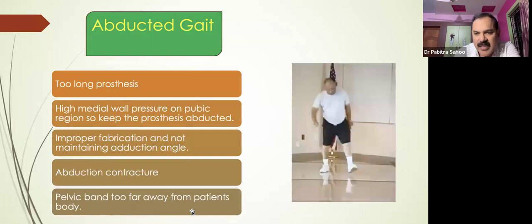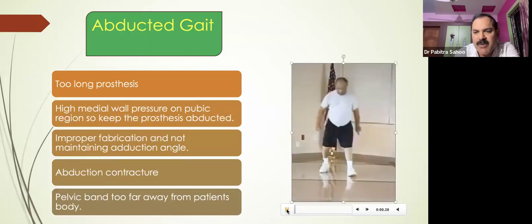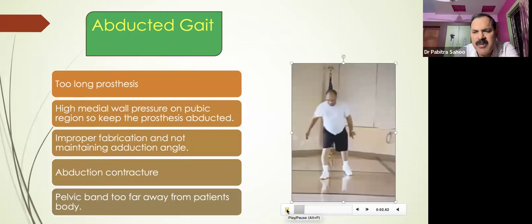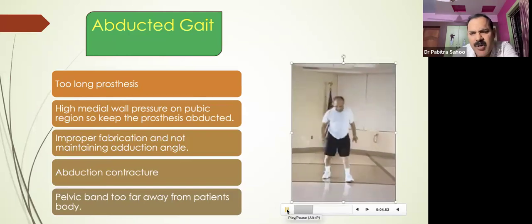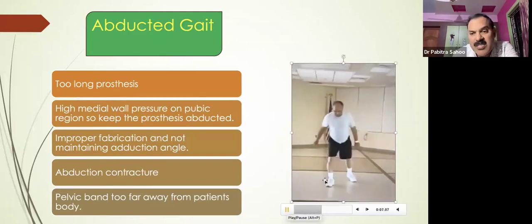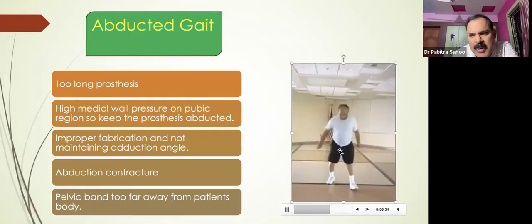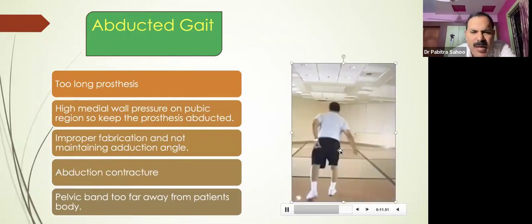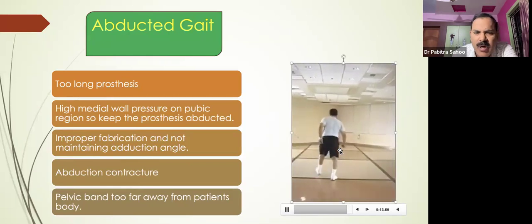Then abducted gait. This is another common gait seen in amputees. They walk with an abducted base. It's very simple. Why? There may be an abduction deformity at the hip joint, or, as I said earlier, the medial wall may be pinching. That's why he's trying to keep the limb in an abducted position. That's in the case of a high medial wall.